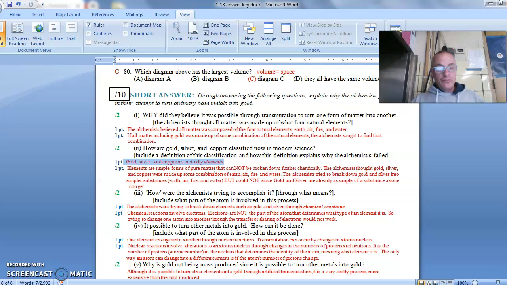Gold, silver, and copper are elements. Elements are actually the simplest form of matter. It's pure matter, and it cannot be broken down further chemically. Alchemists thought gold and copper were some combination of earth, air, fire, and water, when in fact gold, silver, and copper were already elements themselves. Elements cannot be broken down further chemically. So the reason they failed is elements themselves are the simplest form of matter that can't be broken down further chemically. Therefore, they failed.